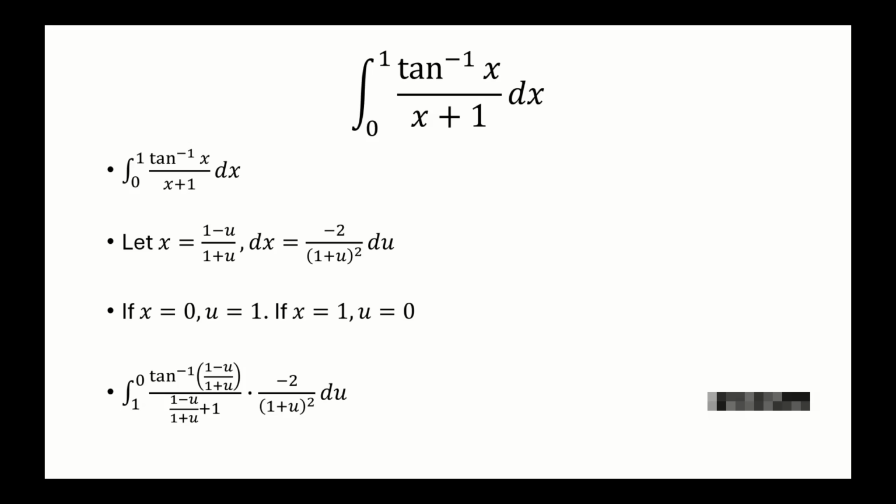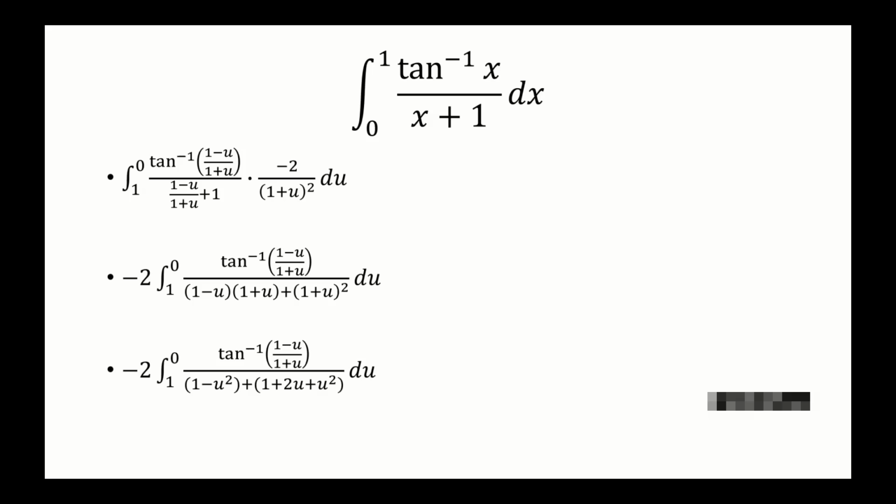So we'll have the integral from 1 to 0, inverse tangent of (1 minus u) over (1 plus u), all over (1 minus u) over (1 plus u) plus 1. But then we want to solve for dx, which is just negative 2 over (1 plus u) quantity squared, du. So now we're going to simplify.